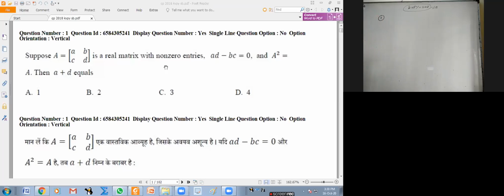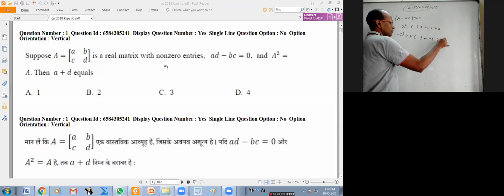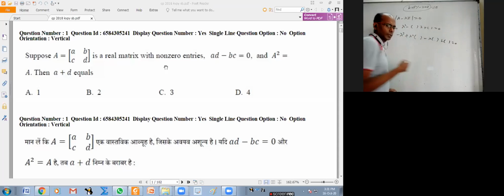One may ask, what is this Cayley-Hamilton theorem? You take any square matrix A. Take the determinant of A minus lambda I equal to 0. When you expand it, you will get a polynomial in terms of lambda. If it is a 2 by 2 matrix, you may get lambda square minus something into lambda plus something equal to 0. If it is a 3 by 3 matrix, you will get minus lambda cube plus lambda square into something, minus lambda into something. I can take plus also, not a problem.